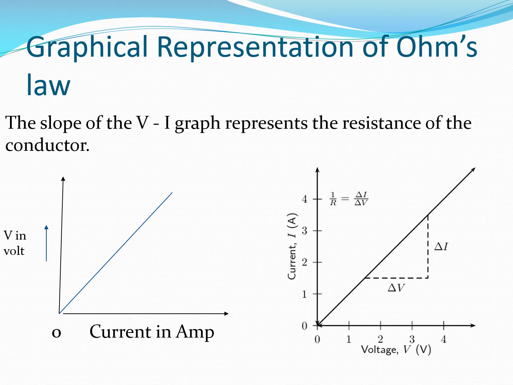You can also plot current along the y-axis and voltage along the x-axis. Remember, voltage will be in volts, current will be in ampere. If you plot the data, then you will get a straight line passing through the origin. So the substances which follow Ohm's law will give you a straight line passing through the origin in the VI graph. And these substances are called ohmic substances.